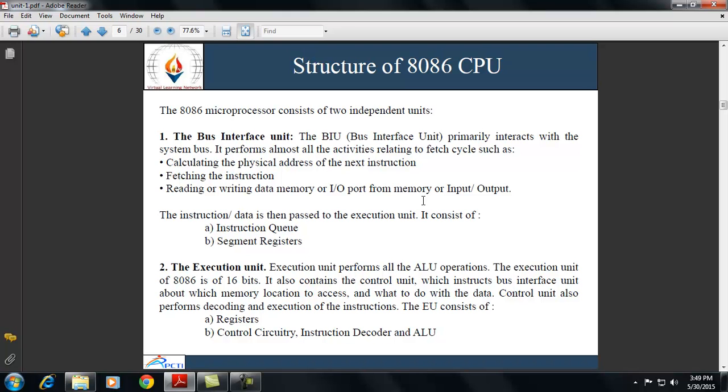Next one is execution unit. Execution unit performs all the ALU operations. The execution unit of 8086 is of 16 bits, and it also contains the control unit, which instructs the bus interface unit about the memory locations to access and what to do with the data. The control unit also performs the decoding and execution of the instructions. The execution unit basically consists of the control circuits and registers. All the CPUs have a defined number of operational registers. 8086 has several general purpose and special purpose registers.